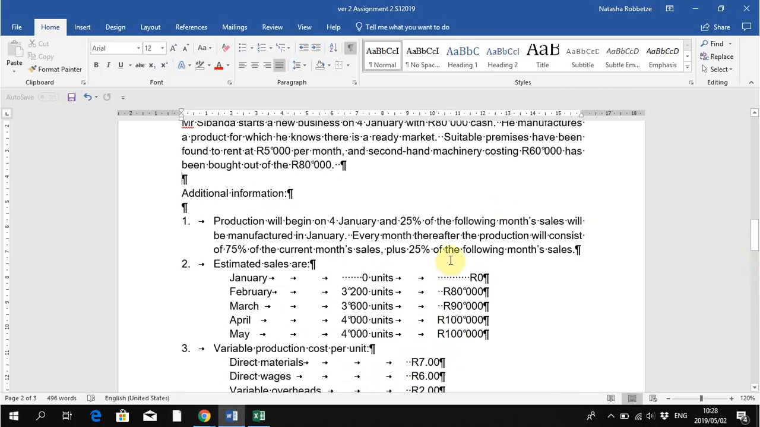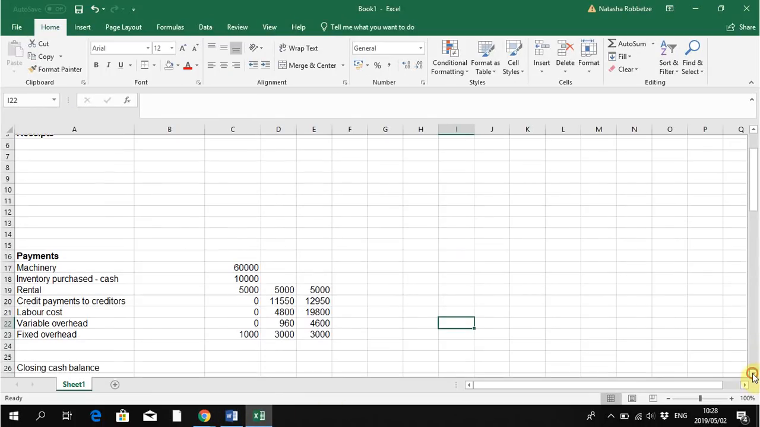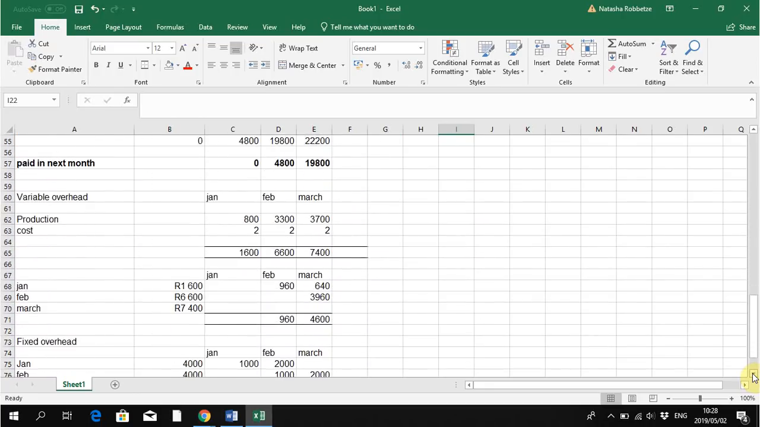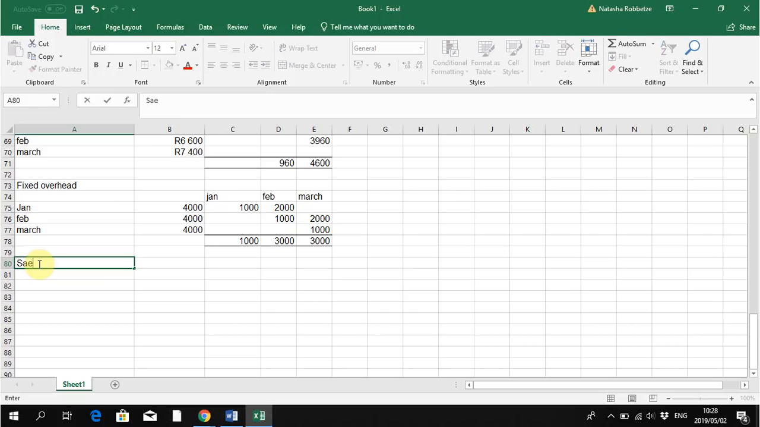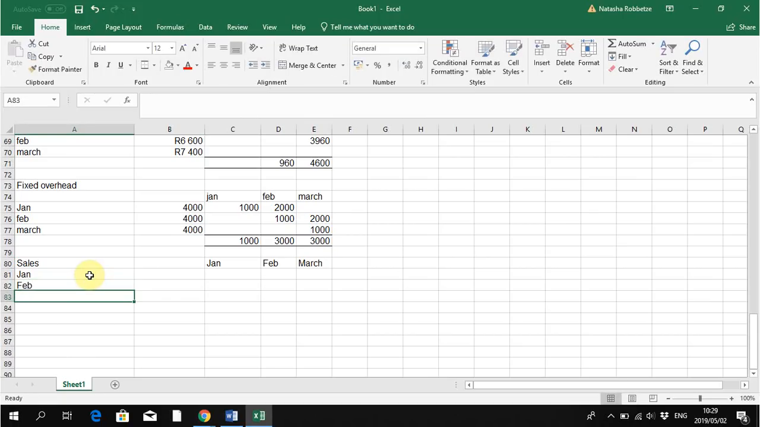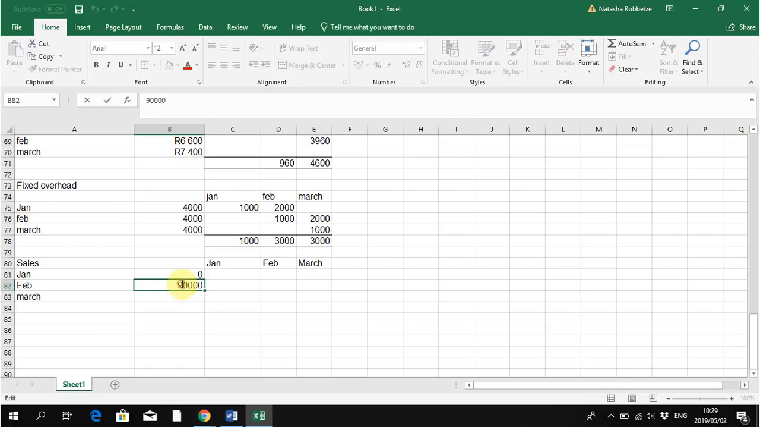They've given us the sales in Rand terms. Right, so sales, we have January, February, and March. So the sales in January was given as nothing. The sales in February was 80,000, and it was 90,000 in March. So for January, obviously we're not going to have any collections because there was nothing.